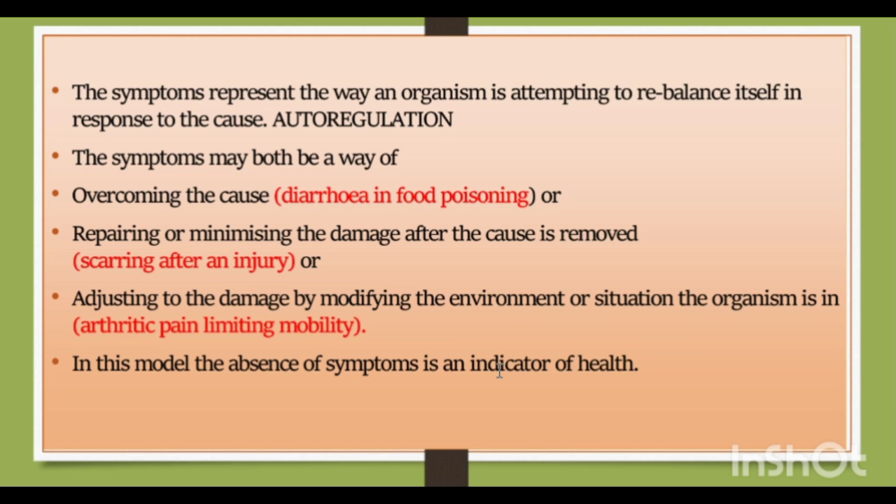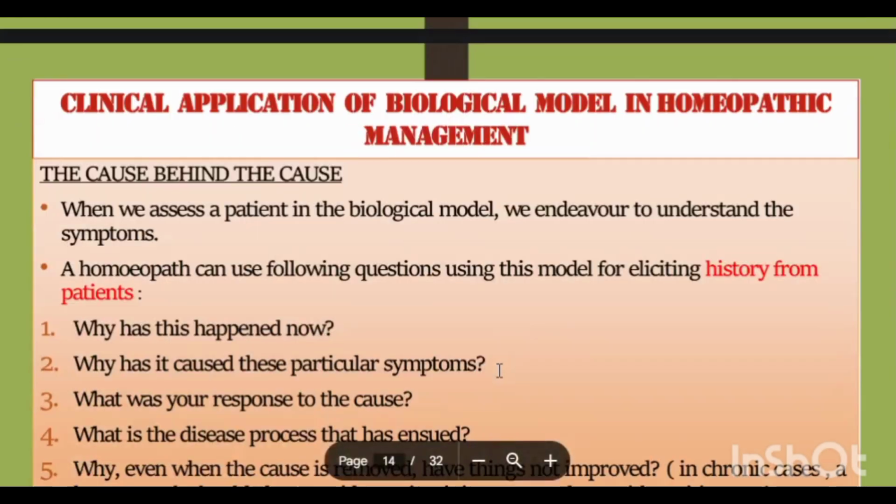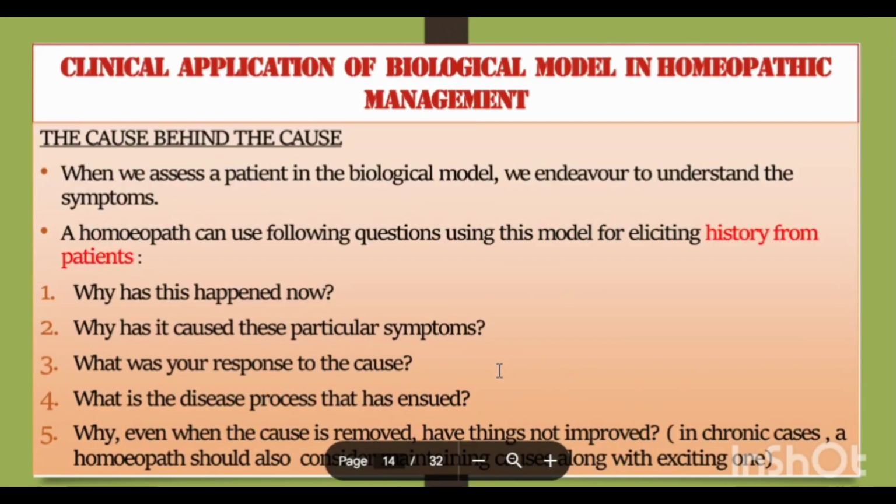So how do we use this in clinic? When we use the biological model, we try to understand the cause behind the cause. We ask questions like, why did this happen now? Why has it caused these particular, meaning specific, symptoms? How did your body respond? What is the disease process? In the long term, why is the patient not better even after the cause is gone?